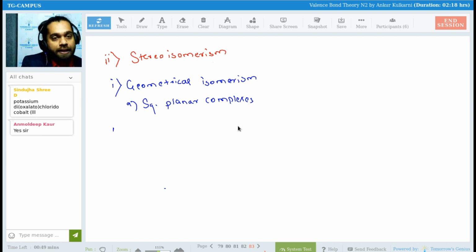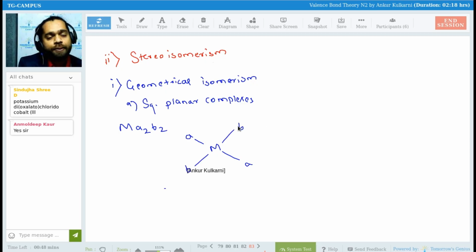I have a complex like Ma2B2. Okay, over here cis and trans. Obviously, we know what is cis and trans, and what do we mean by A and B? That means we have two different ligands. So, what is this? MAA, MBB. Is this cis or trans? You should be knowing this without teaching.